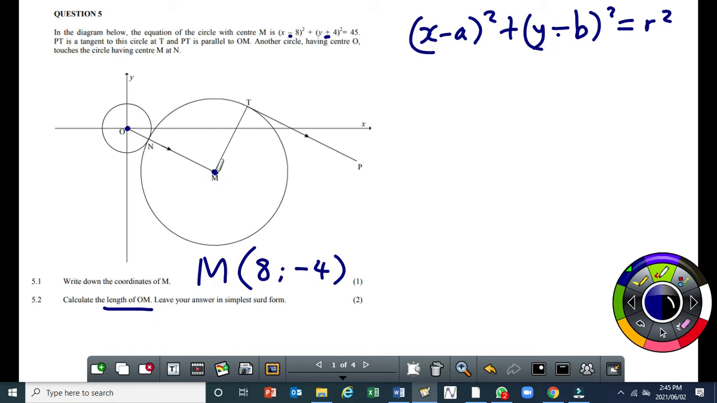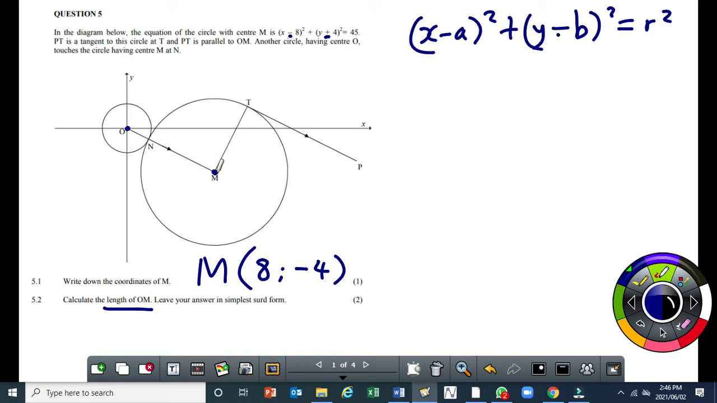Would you avoid this by calculating the distance of TP? There is no way that you can calculate the distance of TP because we don't know the coordinates of T or P. OM is not TP. No, we are not told that yet, so we can't make that assumption. TP is a tangent, yes, and OM is just a straight line joining the two centers. So the only thing is that they are parallel. Yes, they are parallel.